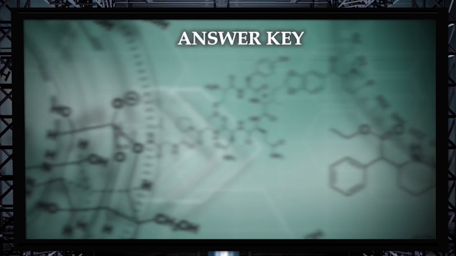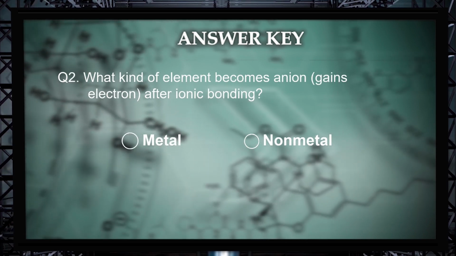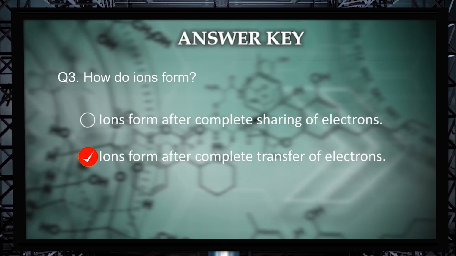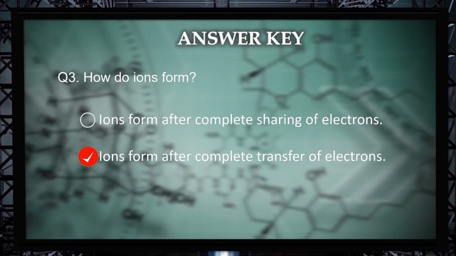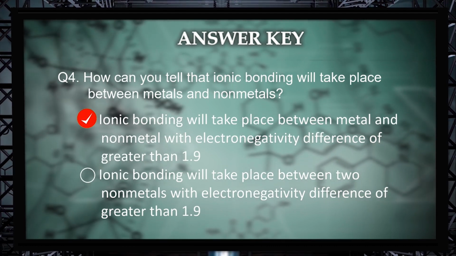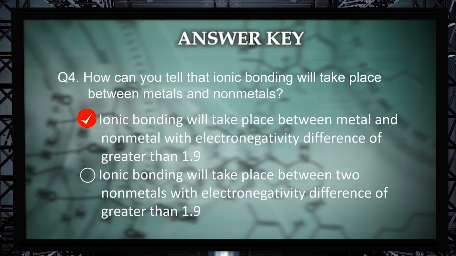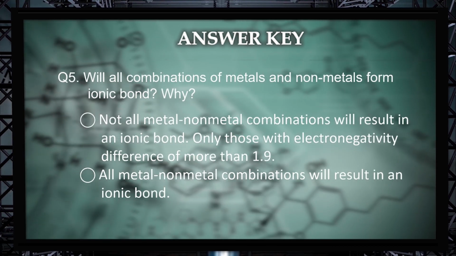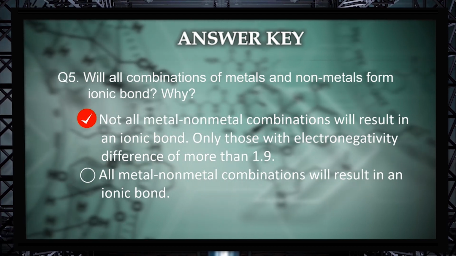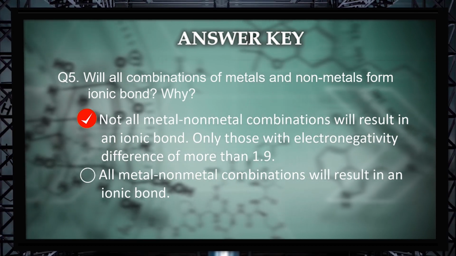Let's check your answers. Question 1. Metal. Question 2. Non-metal. Question 3. Ions form after complete transfer of electrons. Question 4. Ionic bonding will take place between metal and non-metal with electronegativity difference of greater than 1.9. Question 5. Not all metal-non-metal combinations will result in an ionic bond. Only those with electronegativity difference of more than 1.9.